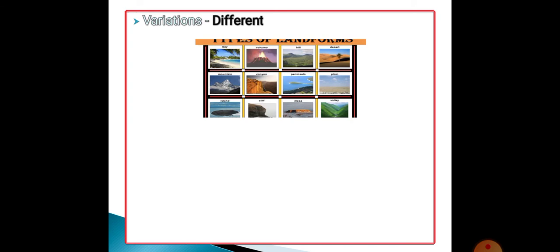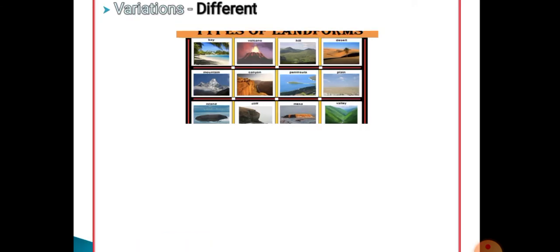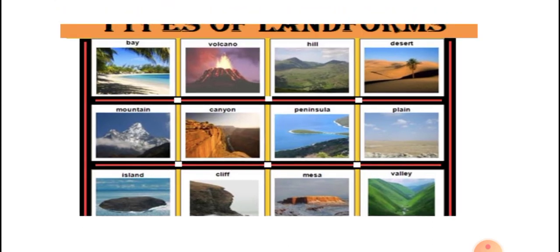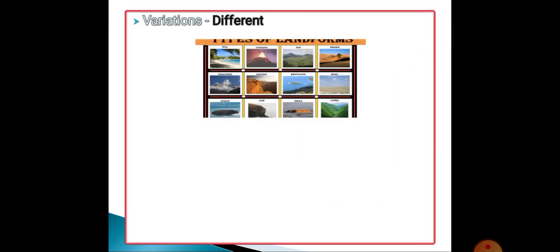Variations are different, like we have different landforms. If you see, let me, okay, do you see plains, deserts, volcano, bay, hill, mountains? So different types of land, so we have variation in our own earth land.